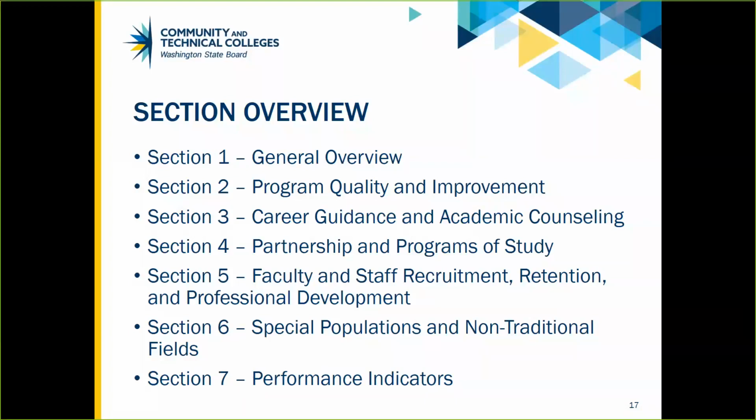So in the months and years to come, I think we'll see a lot of work being done to overhaul our practices with respect to dual credit articulation in programs of study. So now is the time to start evaluating what's working, what's not, and what opportunities or strategies might be better for your college. Section 5 is about faculty and staff recruitment, retention, and professional development.